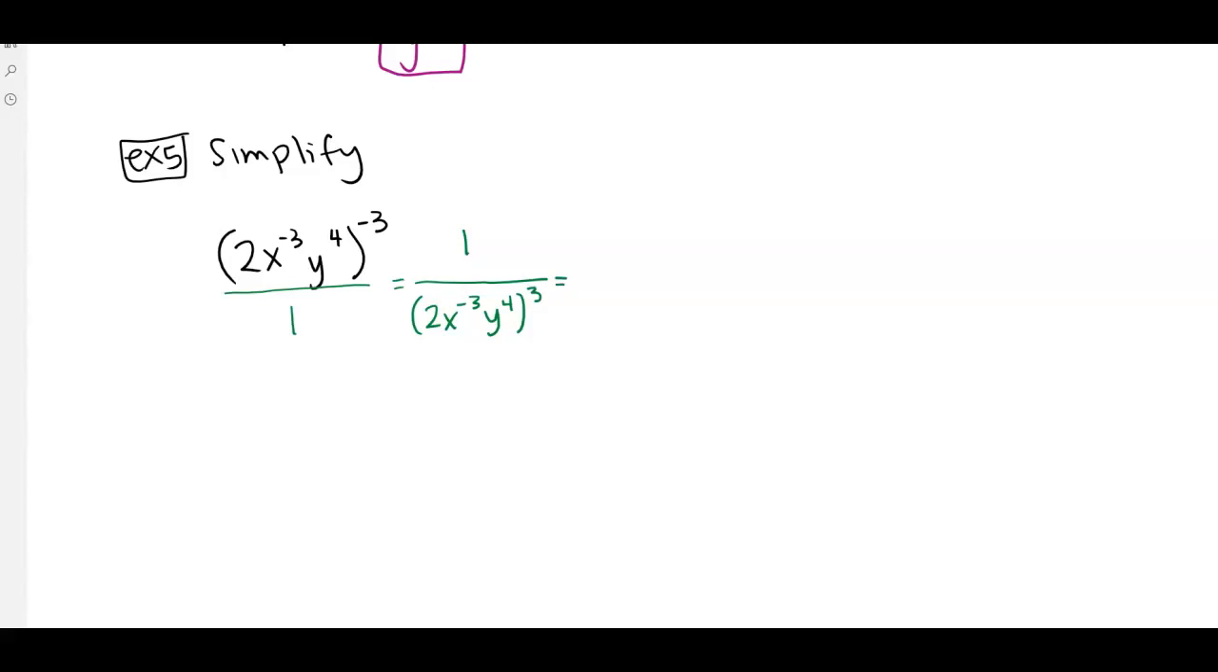I distributed the 3. Okay. So I got 8x to the 9th power. The 9th or negative 9? And y to the 12th power.